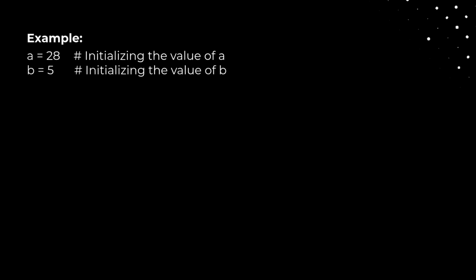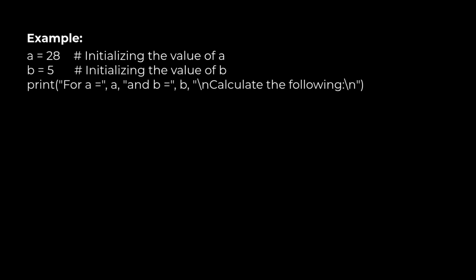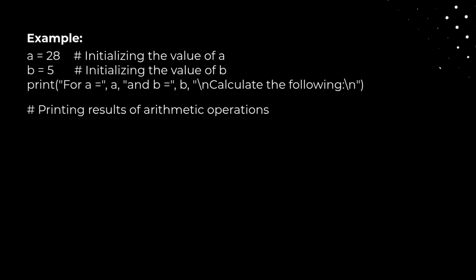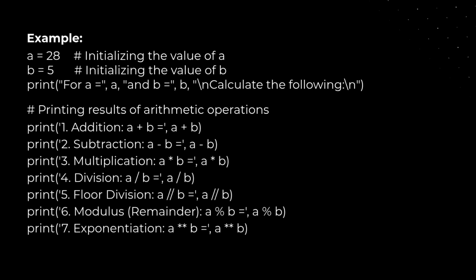Here is an example code demonstrating use of arithmetic operators in Python. A is equal to 28, initializing the value of A. B is equal to 5, initializing the value of B. Now we will print the calculated value of the following, printing the results of the arithmetic operators. Let's print one by one all the operators, and the output will be for A is equal to 28 and B is equal to 5.